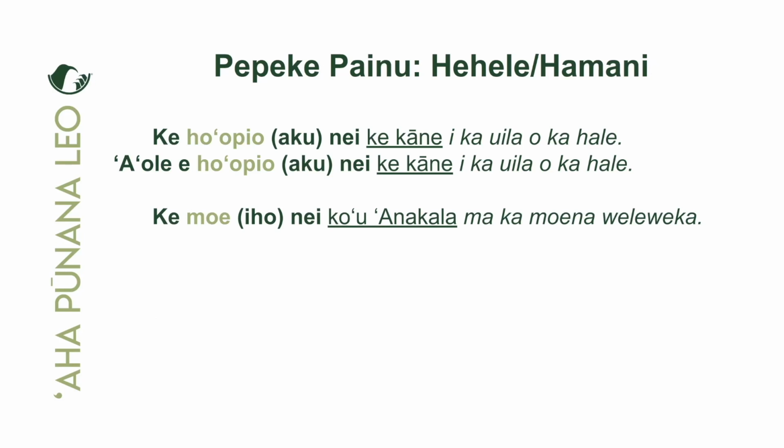The action of lying down is happening right now by who? Who's doing this action? Koʻu anakala, my uncle. Where is he lying down? Ma, in, on, or at ka moena velevete. Okay. Moena velevete is the word for rug. Maikaʻi. You took a look at your papakuhi ʻōlelo and you saw that the word moena velevete is rug. So my anakala is lying down right now. He's lying down on the rug.